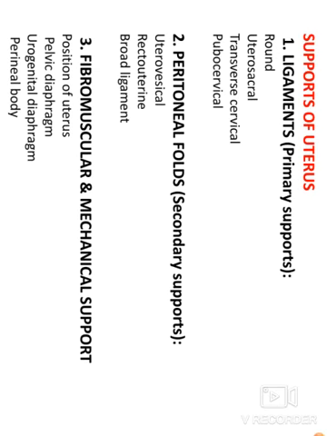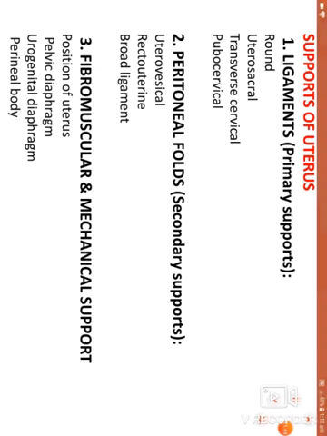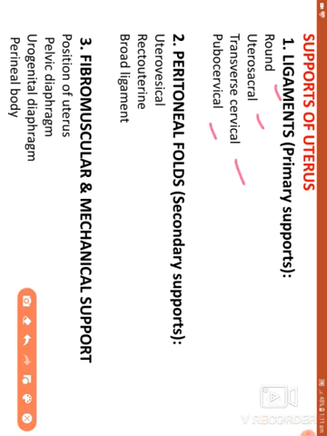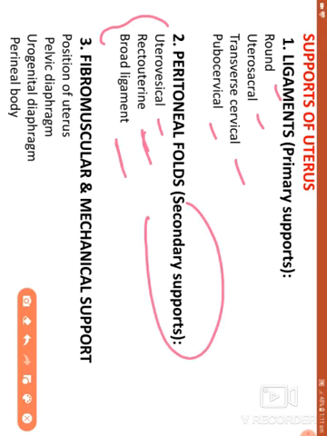Before that, here we'll see the primary supports are the round ligament, uterosacral, transcervical ligament and pubocervical. These peritoneal folds, uterovesical, rectouterine, broad ligament, these three we already discussed. What is uterovesical peritoneal fold, rectouterine fold and broad ligament, this forms the secondary supports or additional supports. Then in this fibromuscular supports or mechanical supports, position of the uterus, this also we explained, that is the anteverted and anteflexed position. This pelvic diaphragm, urogenital diaphragm, perineal body and these ligaments we'll see.